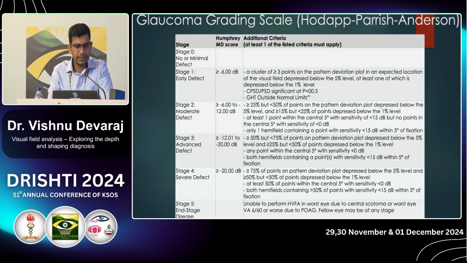So the glaucoma grading scale used is the Hodapp-Parrish-Anderson criteria. So early defect is less than 6 decibels, and a cluster of points, for which we use Anderson criteria. And stage 2 is moderate defect, 6 to 12, and stage 3 is advanced defect, and stage 4 is severe defect, more than 20 decibels. And stage 5 is end-stage disease, and the patient is unable to perform the HVF.